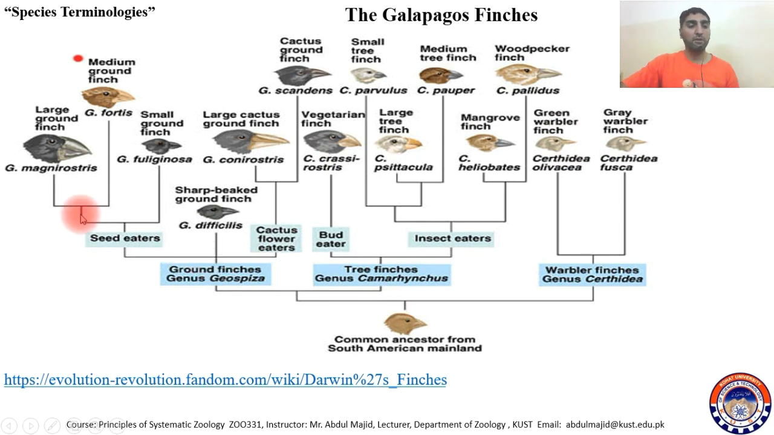Some have modified beaks for seed eating, some for eating grubs, some are insect eaters, some are bud eaters, and some are flower eaters. According to the need of the environment in which they were introduced, their beaks were modified or adapted to that environment, and by adapting, they became differentiated into different species. So you can see, from the common population, many different species of these finches arose.